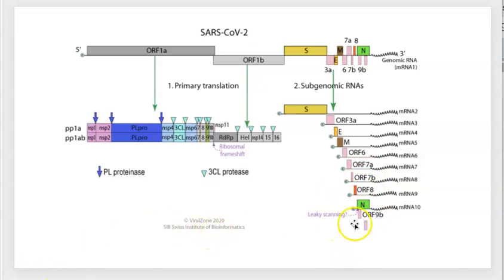I should also point out this little note here, the leaky scanning that you see here. It's basically there's a weak initiation codon in the messenger RNA that's sometimes skipped by the ribosome so that you can get either the nucleocapsid protein or the ORF9B subgenomic fragment.